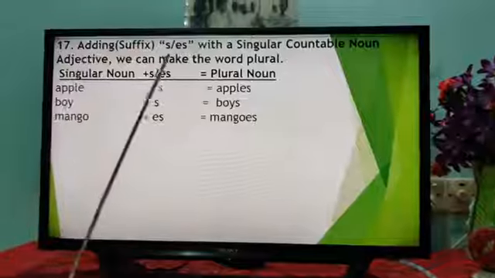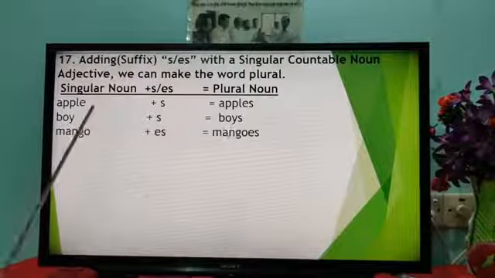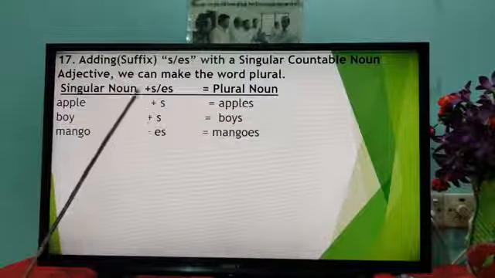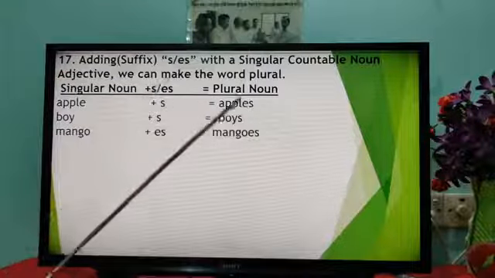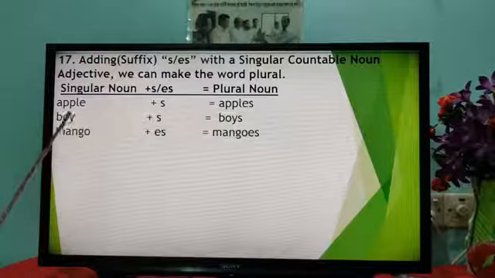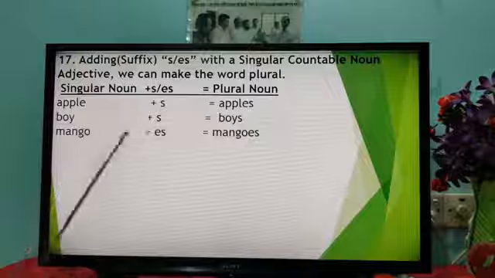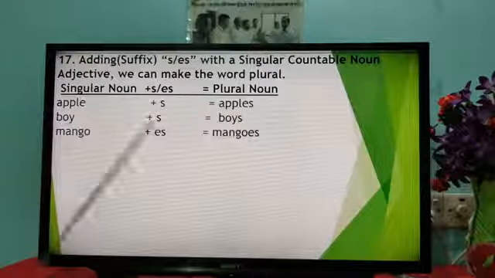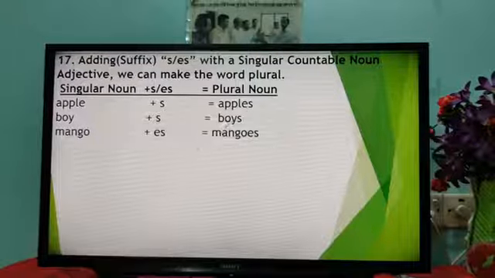Adding suffixes s or es. S or es is added with a word. If we add s or es with a singular countable noun, we can make it plural. Suppose apple, apples. Boy, boys. Mango, mangoes. S or es is added with a singular countable noun to make it plural. Okay?